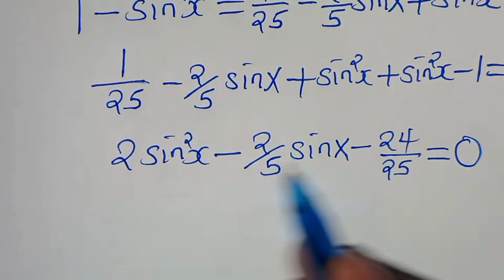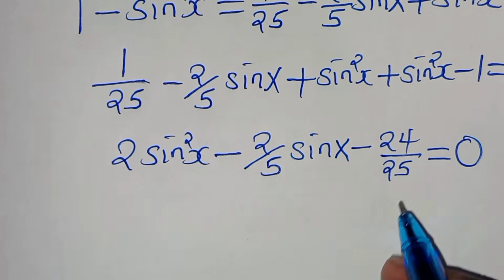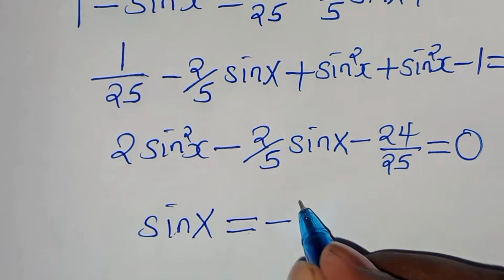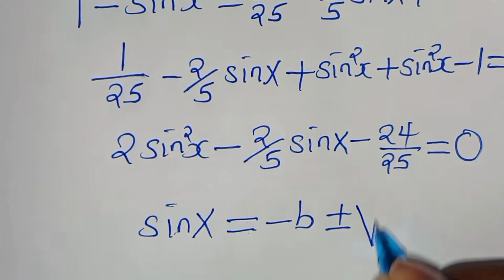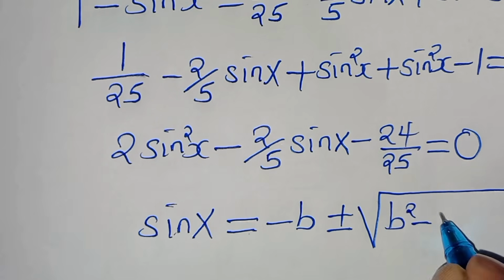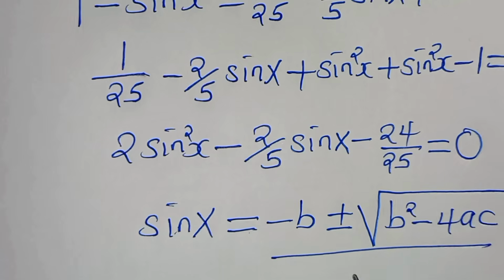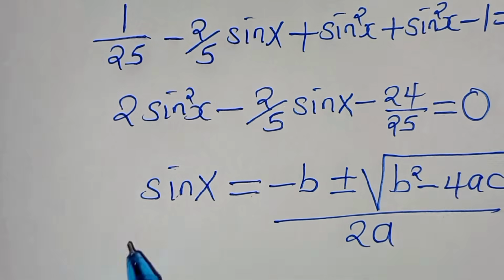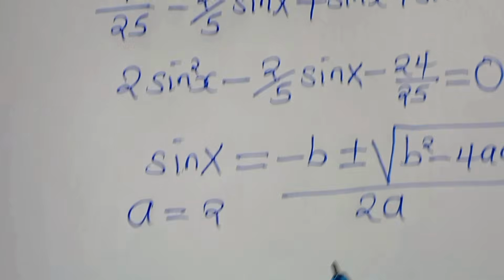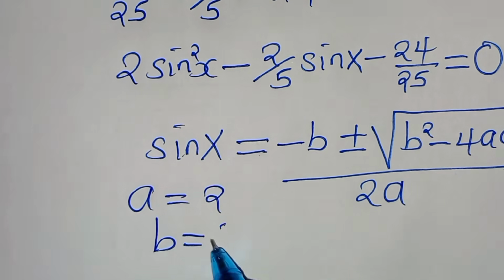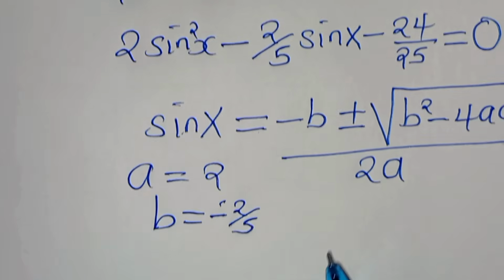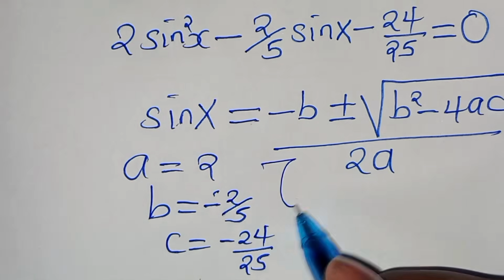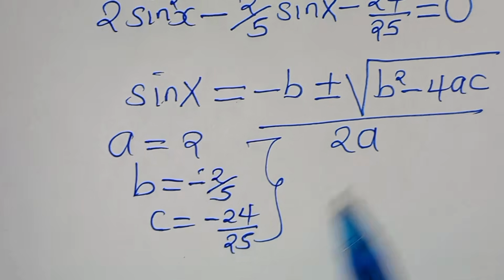Now, this is a quadratic equation in terms of sin x, and so for sin x, we apply the quadratic formula, which is minus b plus or minus the square root of b squared minus 4ac, divided by 2 times a. From this quadratic equation here, we have that a is equal to 2. We have that b is equal to negative 2 over 5. And we have that c is equal to negative 24 over 25. So let's substitute a, b, and c in this formula here.